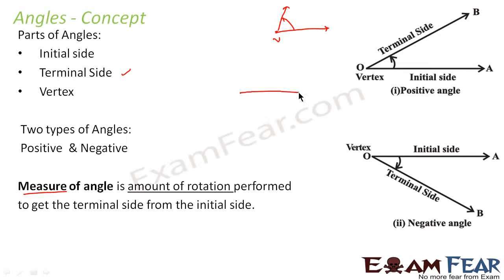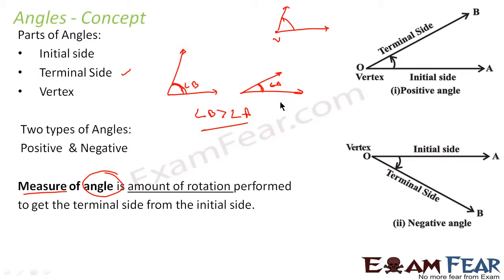For example, if you are rotating only this much, let's suppose this is angle A, and in the second case, you are rotating the initial side this much, this is angle B. So in angle A the amount of rotation was less, and in angle B the amount of rotation is more. You can see from here to here the amount of rotation is more, from here to here it is less. So we can say that angle B is greater than angle A. Thus, an angle is nothing but the amount of rotation performed to get the terminal side from the initial side.